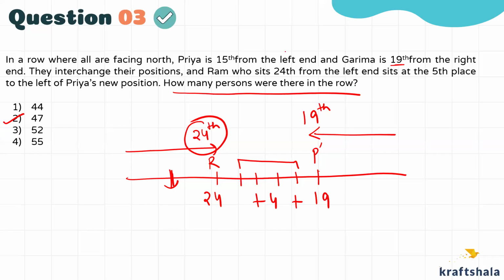So now Garima is 15th from the left after interchanging. So definitely Garima must be somewhere here. But I have already counted her in these 24 because my focus is not to ascertain the position of each individual, rather finding the total number of people. Are you getting it? So Garima must definitely be somewhere here, but she is already in this 24, okay, right?